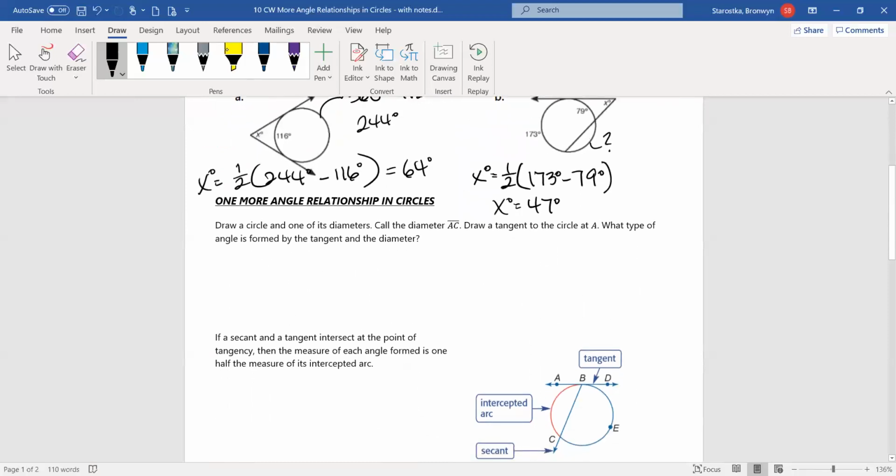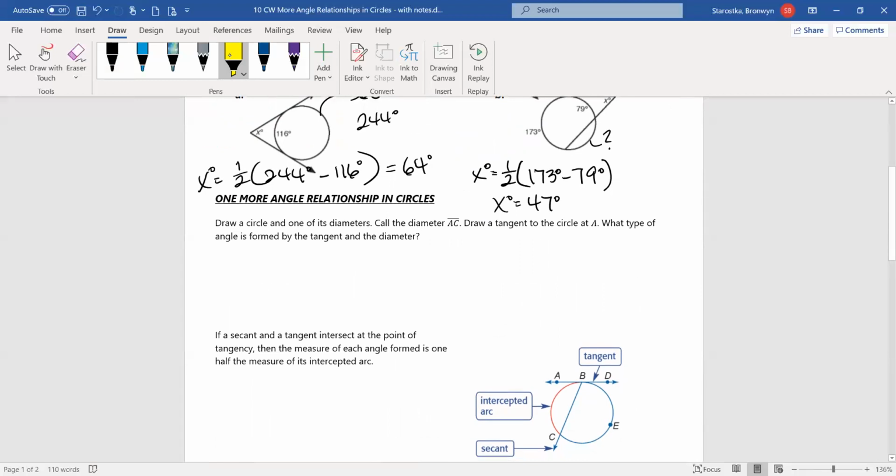All right, we have one more angle relationship in circles. So if we draw a circle and one of its diameters, all right, let's do that. Here's a circle. And here's the center of the circle. And here's its diameter. And we can call the diameter AC.